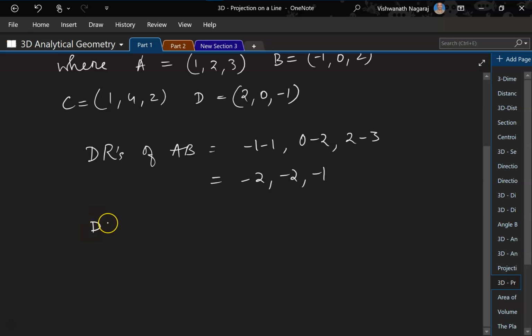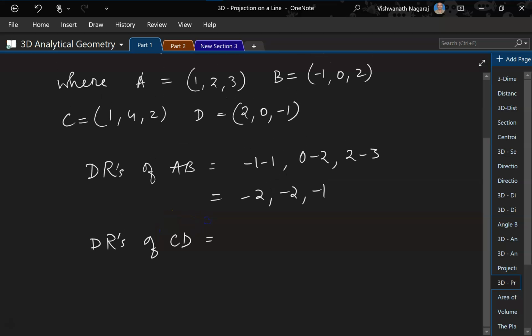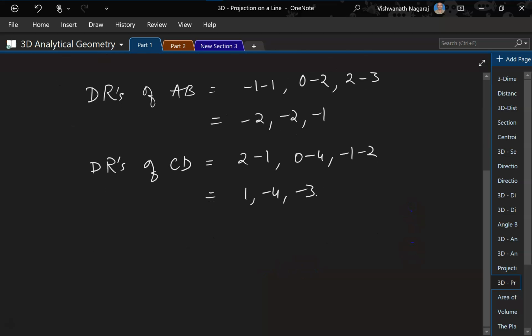Similarly, direction ratios of CD would be what? Again, 2 minus 1, 0 minus 4, and minus 1 minus 2. So this would be 1, minus 4, minus 3. So we have got the direction ratios of AB and CD.